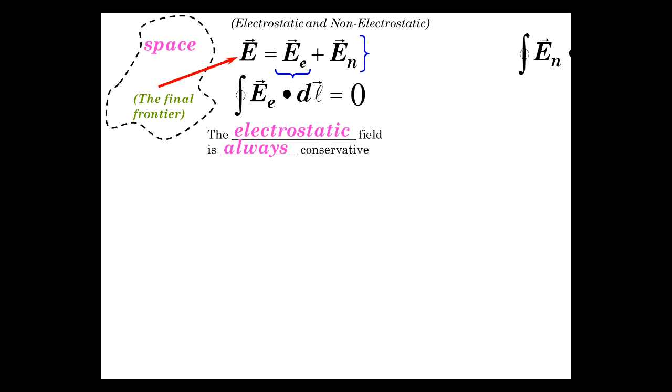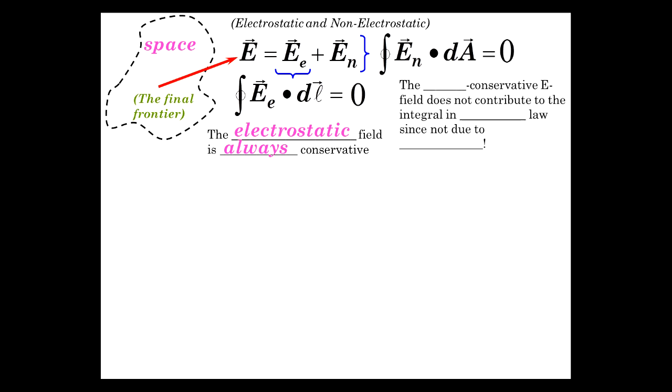Now what about the non-electrostatic E field? In this case, if we say the closed integral of E non-electrostatic dot dA, so we're doing a surface integral now, that likewise is 0. Why? Because the non-conservative electric field doesn't contribute to the integral in Gauss's law. Why? Because it's not due to charges. So this non-electrostatic E field has nothing to do with charges. So they're quite different entities here.